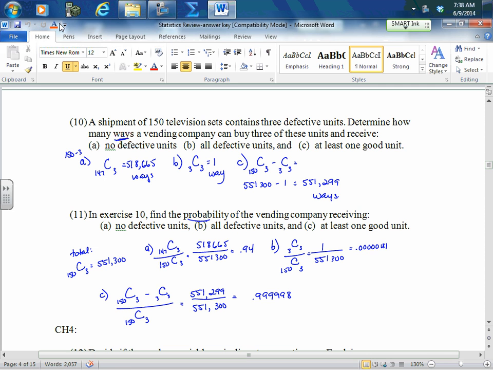This starts with probability. Now, with probability, you want to figure out: is it asking that order matters, which is a permutation, or order does not matter, which is a combination? So that's important for you to notice first. A shipment of 150 televisions, there's your N, 150.